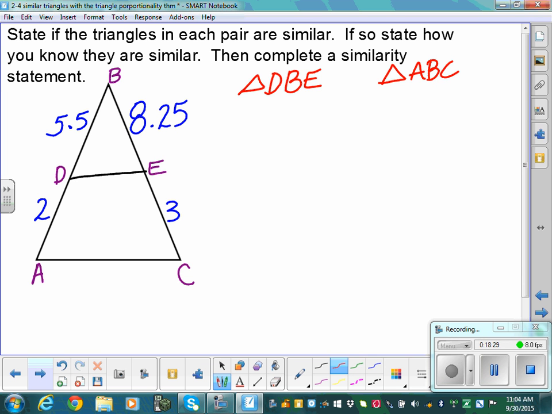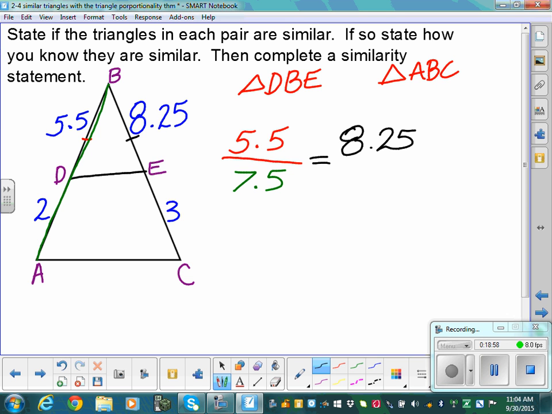So looking at this side right here on the small triangle, we have 5.5. Is everybody following me? Yes. 5.5 is to this entire side now. So what is 5.5 plus 2? 7.5. So 5.5 over 7.5. Does everybody see how those are corresponding sides? Is equal to, now I'm doing the small one again, so 8.25 over, and I'm going to do the full length now, so 8.25 plus 3. Good, 11.25.